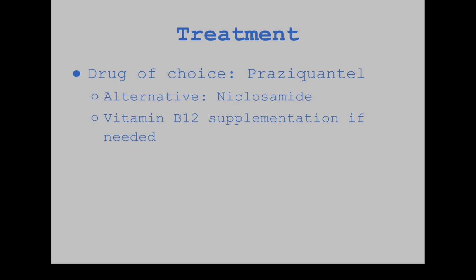Coming to the treatment, the drug of choice is praziquantel, and as an alternative we can use niclosamide. Vitamin B12 supplementation can be given in conditions of megaloblastic anemia. So the drug of choice is praziquantel, the alternative is niclosamide, and vitamin B12 supplementation can also be given.